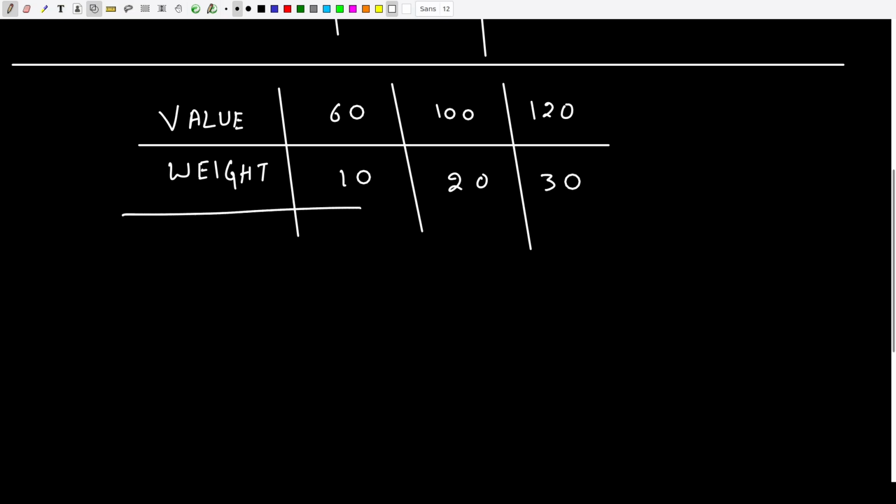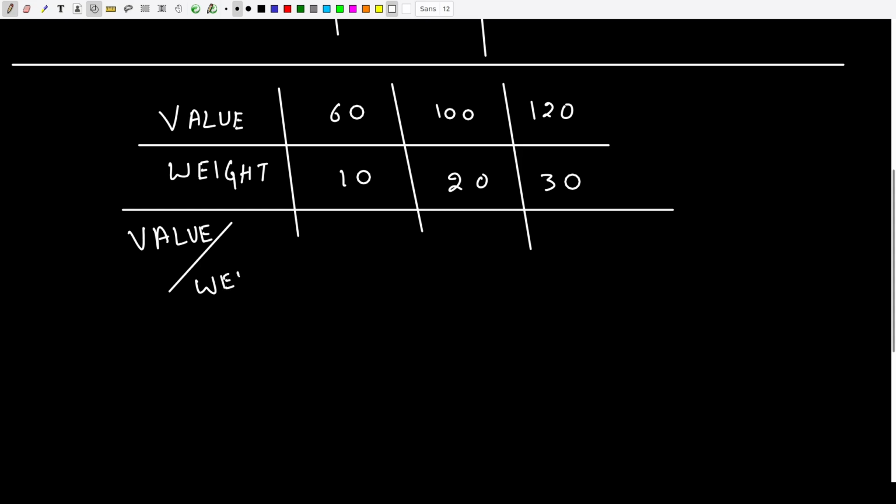Now let's take the ratio of value to weight. So here it is 6, here it is 5, and here it is 4. What's the point of taking the ratio of value to weight? This simply tells us how much each unit of a particular item costs. So here we can say that each unit costs me 6.